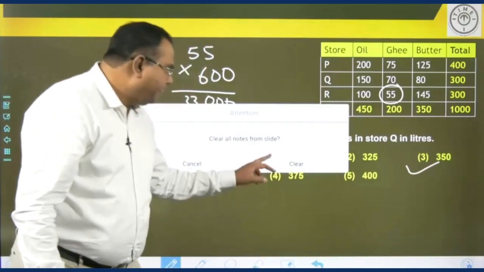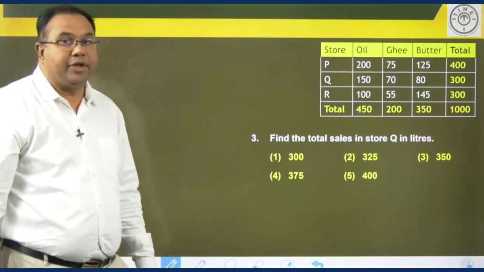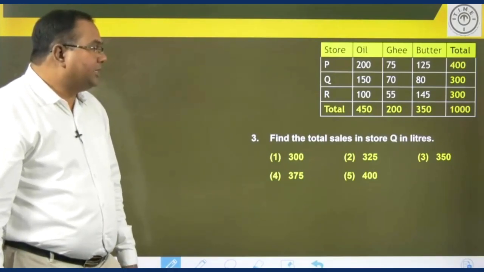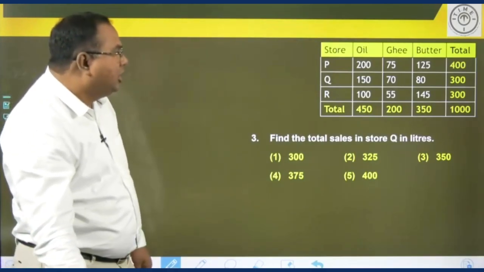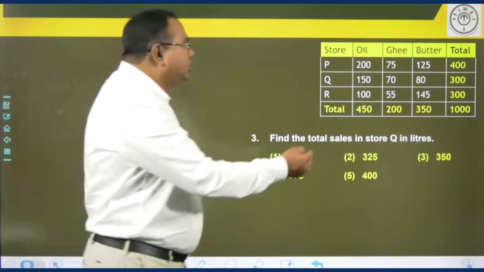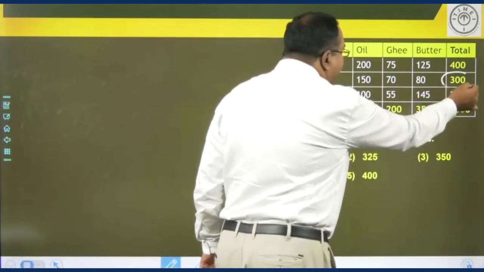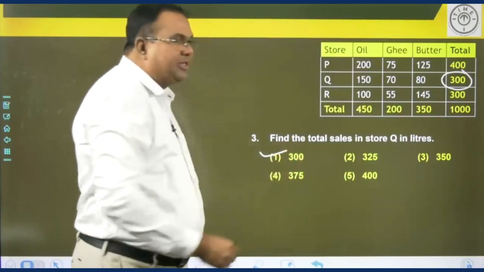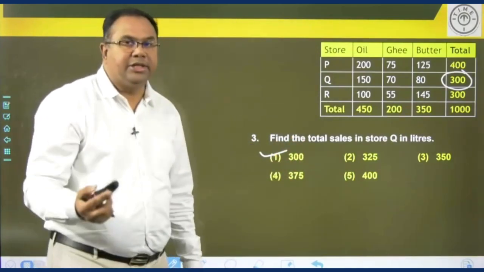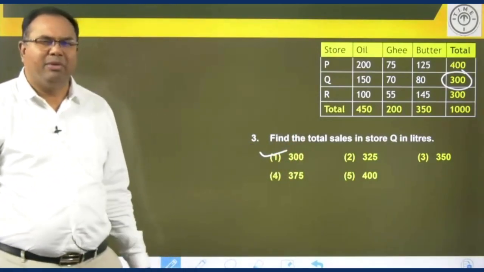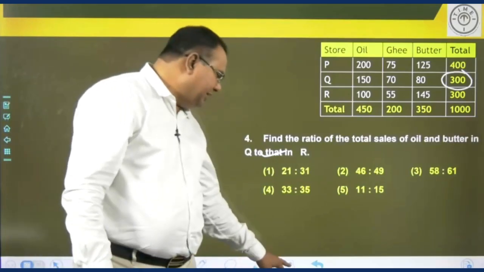Next one. Find the total sales of Q. Total sales in store Q in liters. Total sales of Q. Store Q. What is my total? 300. 300 is present in option 1. Once you get the data in the form of a table, questions are simple. You can easily solve them.